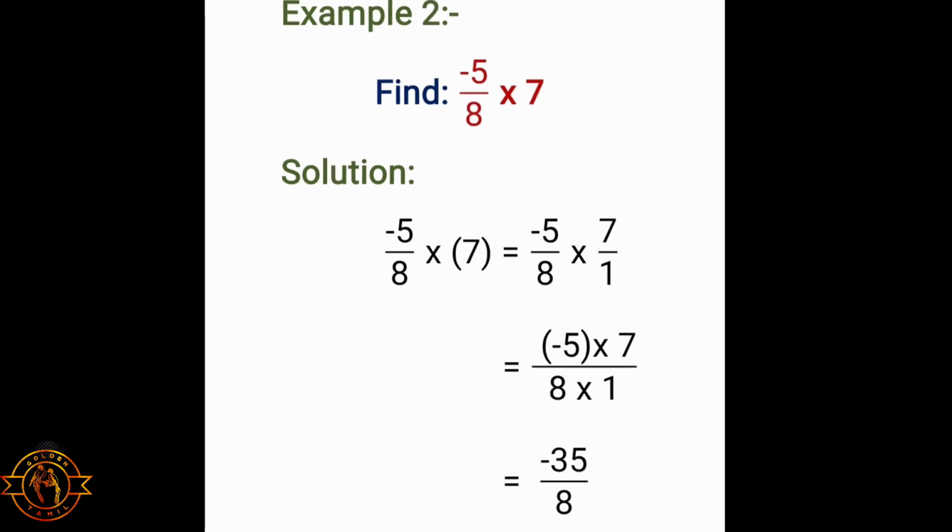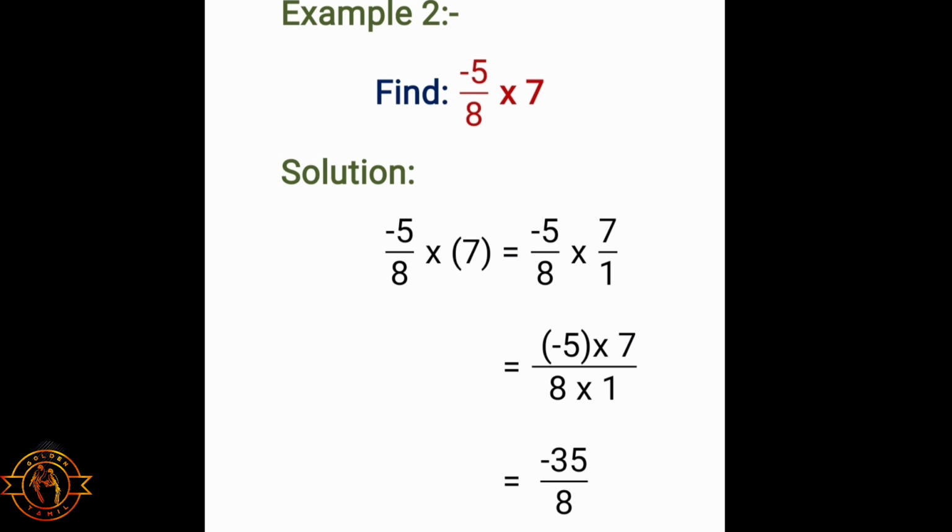Now, let us see the next example. Minus 5 by 8 into 7. What is the question here? Minus 5 by 8 should be multiplied with 7. First, what do we have to do? We have to write minus 5 by 8 into 7 by 1. What are the numerators here? Minus 5 and 7. What are the denominators here?